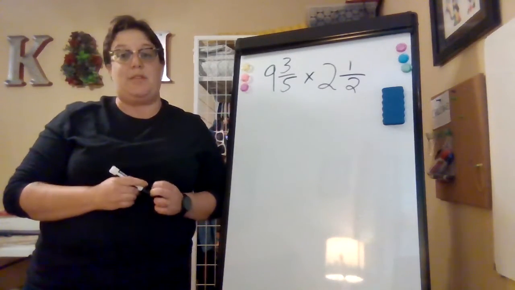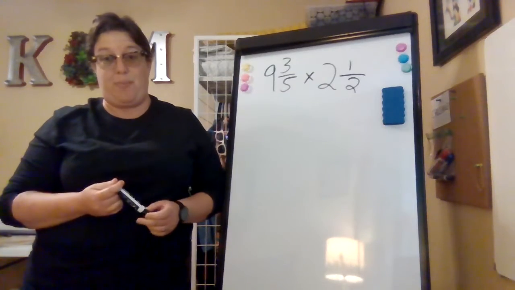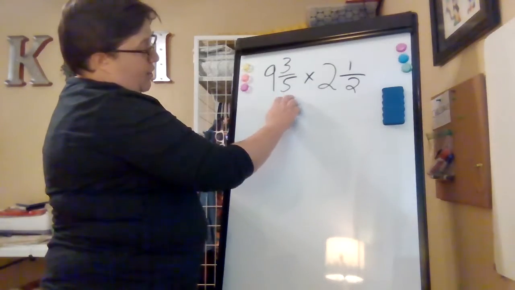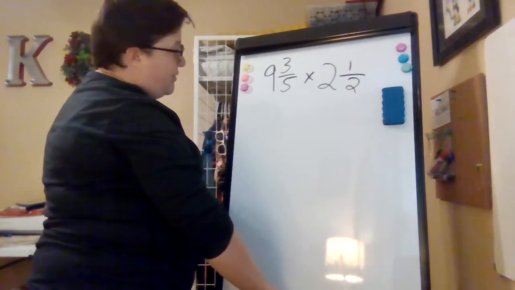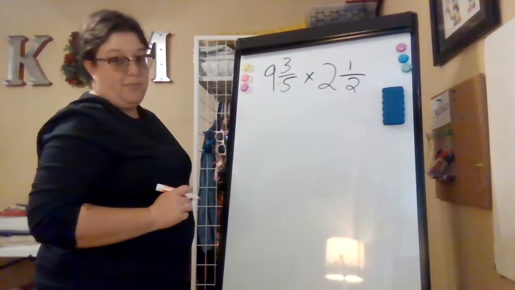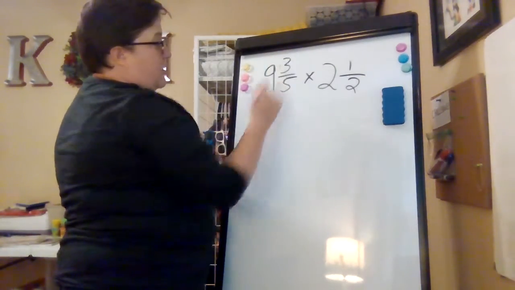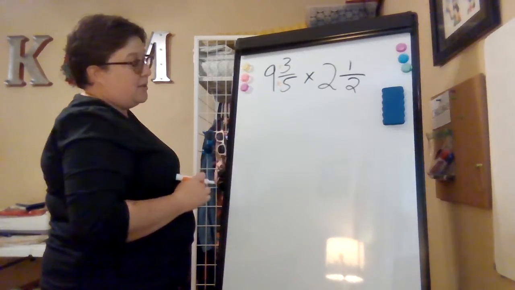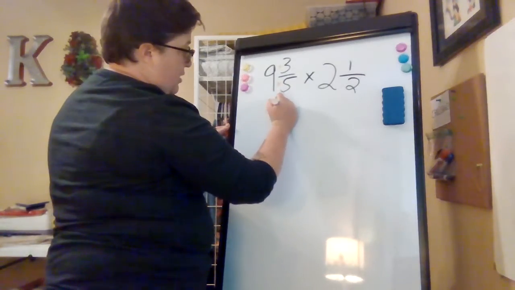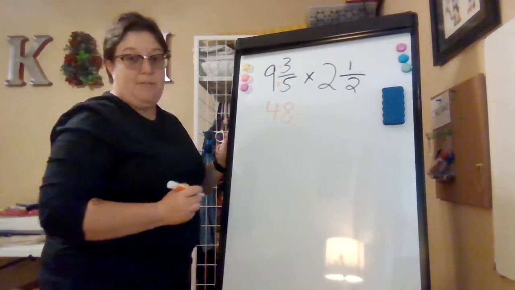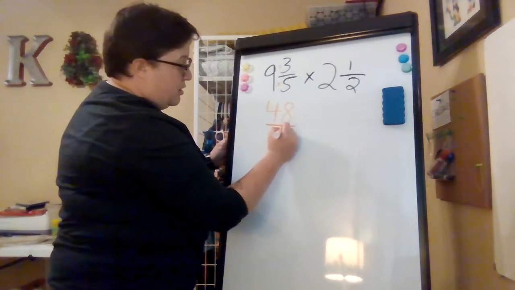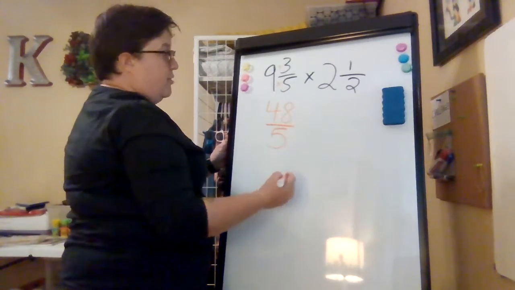Okay? All right. Step number 3. You need to write the mixed numbers as improper fractions. We already learned how to do that, but we're going to take a look at it again. To convert 9 3/5, we take the denominator, multiply it by the whole number, and then add the numerator. So 9 times 5 is 45, plus 3 is 48. And then we keep the original denominator. So we have 48 over 5.